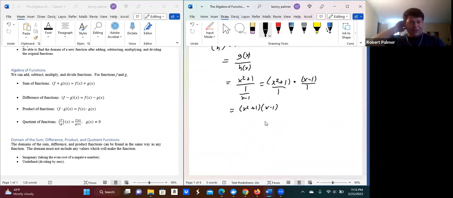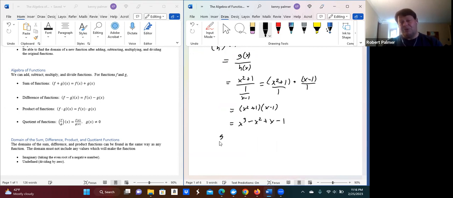Okay. And this, if you want to FOIL it out, you can. So if we FOIL it, x squared times x is x cubed. Outer term is x squared times negative 1, which is negative x squared. Inner term is plus 1 times x, which is plus x. And finally, last term is plus 1 times negative 1, which is negative 1. Okay, that's our new function.